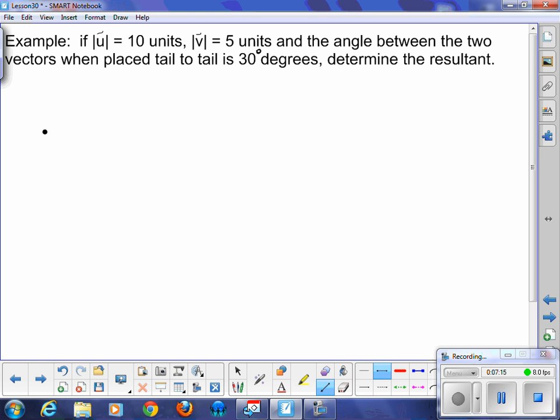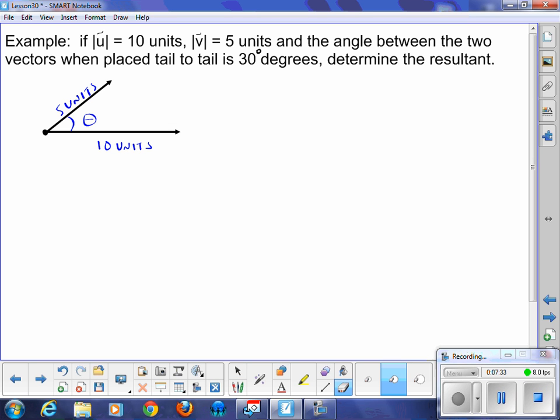So I'm going to put the u vector right there. The v vector looks something like that. So I know that the u vector is 10 units. I know the v vector is 5 units. I know the angle between the two vectors is theta. Oh, which is 30 degrees. I actually know that. I don't have to put theta in. It's 30 degrees.